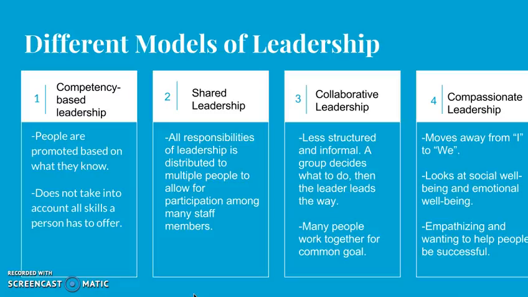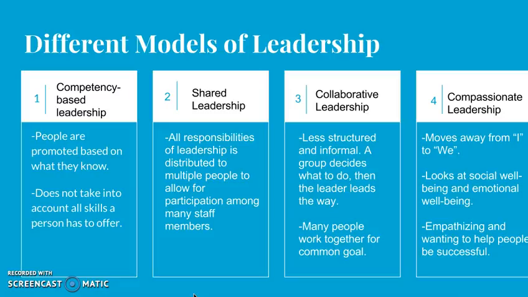The third way would be the collaborative leadership model. This is less structured and informal. This is where a group will decide what to do, and then a leader would lead the way. Many people work together for a common goal. A group might consider a specific issue, talk about it together as a group, and then decide what to do. Once the decision has been made, then the leader would provide feedback and would start the process of leading that team through their goals.